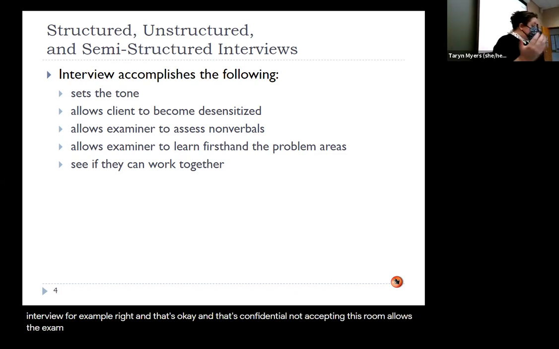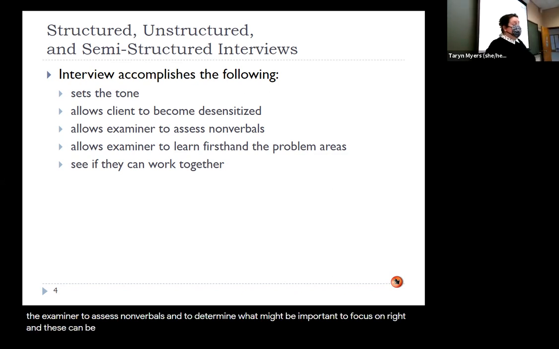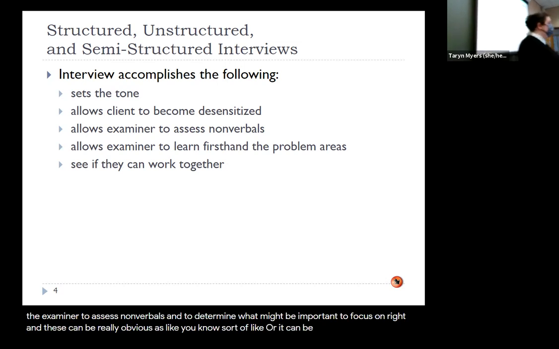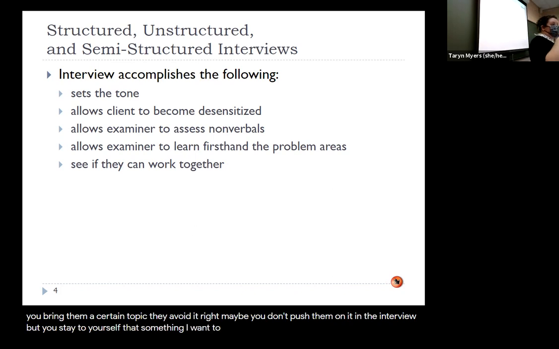Allows the examiner to assess nonverbals and to determine what might be important to focus on, right? And these can be really obvious, like jittering because they're anxious. Or it can be something like whenever you bring up a certain topic, they avoid it, right? Maybe you don't push them on it in the interview, but you say to yourself, that's something I want to circle back around to.